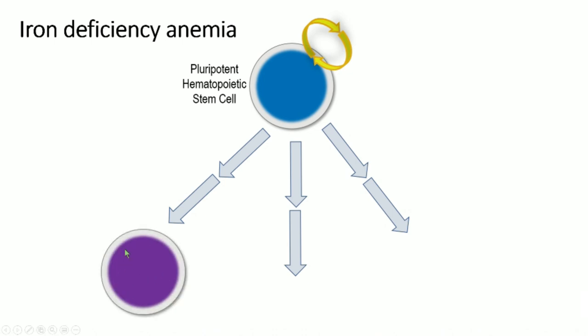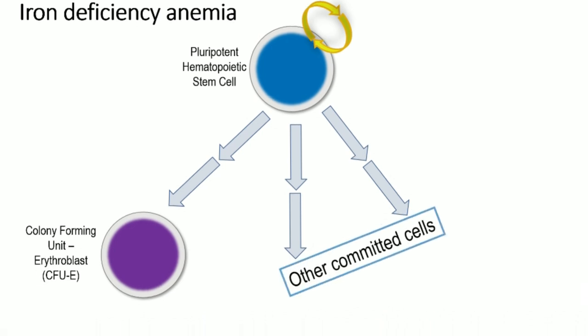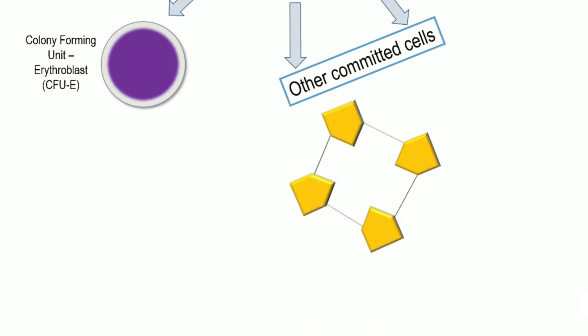These cells which are committed towards formation of red blood cells rapidly divide and form colonies of RBC forming cells. So we call them colony forming unit erythroblasts, CFUE. Now here, before moving forward, I will briefly discuss the basic structure of hemoglobin.